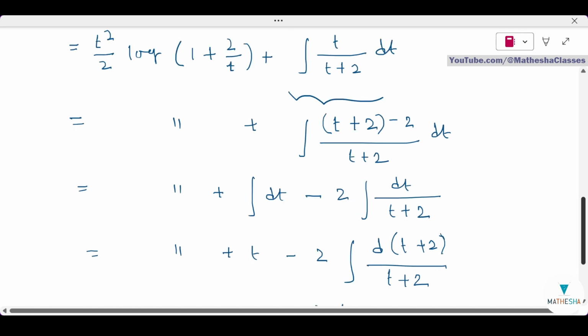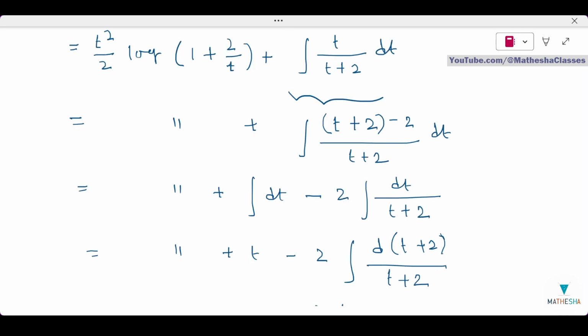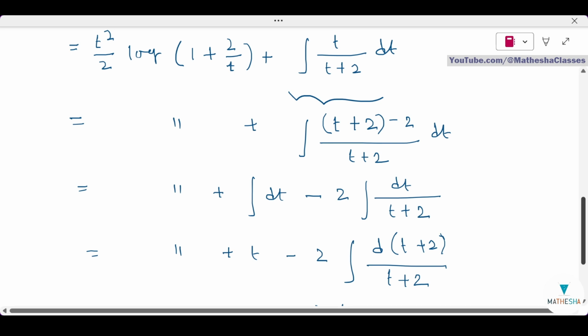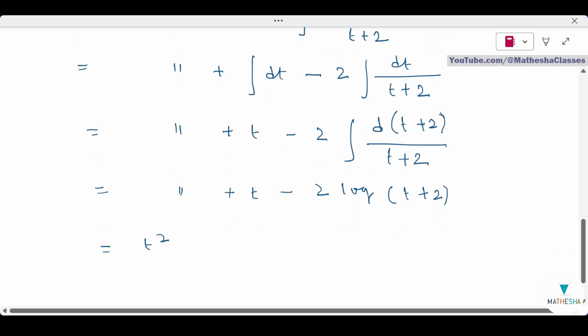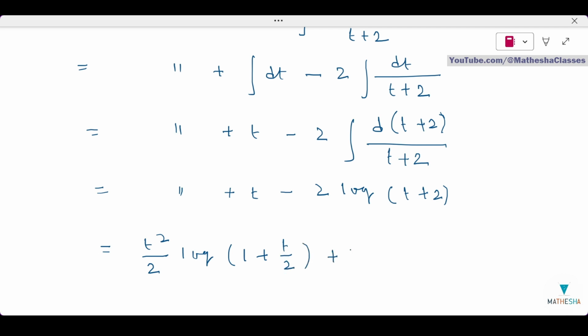So now let us write the first term. It is t square by 2, this is t square by 2 log of 1 plus 2 by t. The second term is t, minus the third term, which is 2 log of t plus 2.